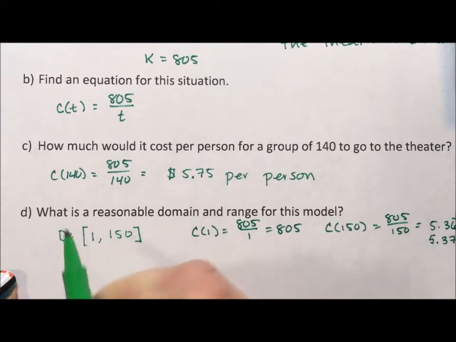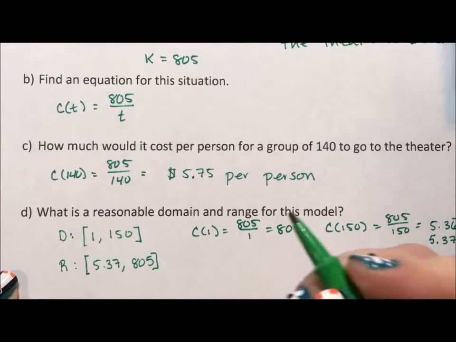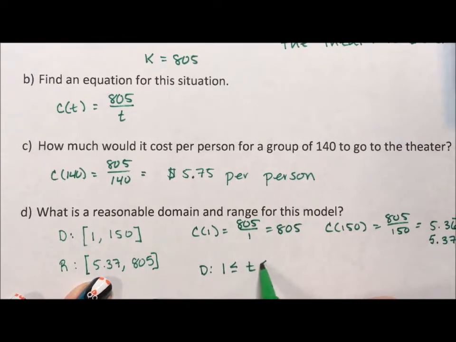When we write the range, we need to write it small to big, so 5.37, comma, 805. Now, I wrote these in interval notation. I could have written the domain using inequalities by saying the domain is 1 is less than or equal to the number of tickets is less than or equal to 150, and the range is $5.37 is the smallest cost, less than or equal to the cost, less than or equal to 805.